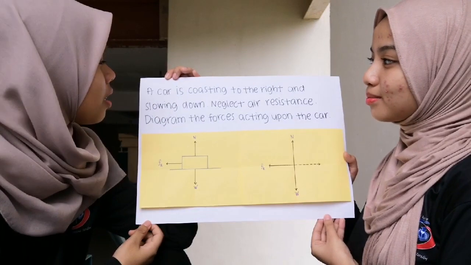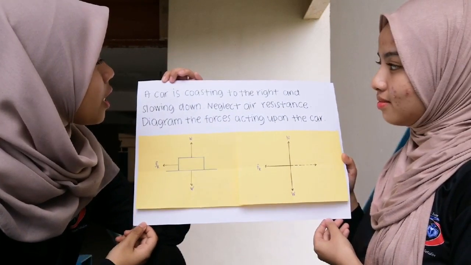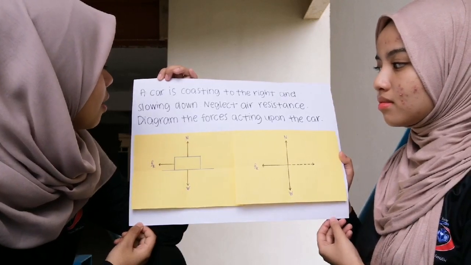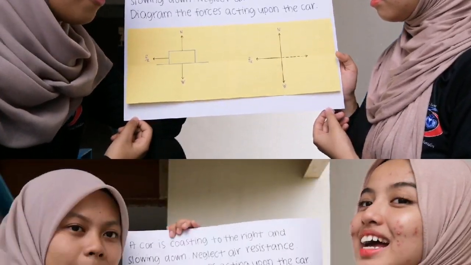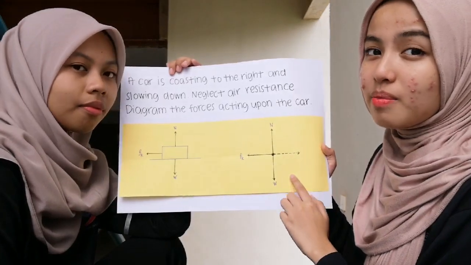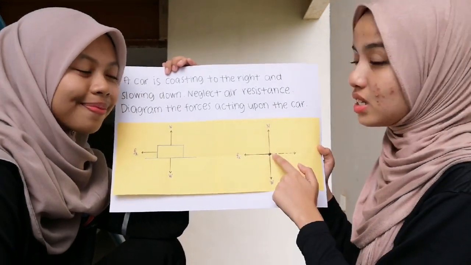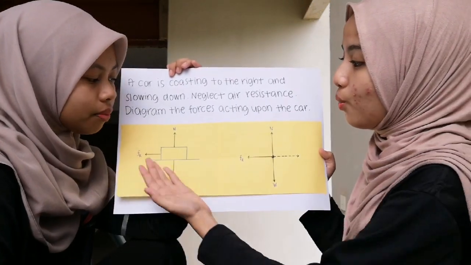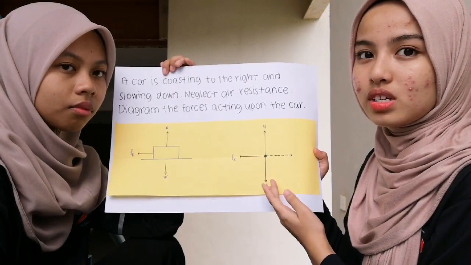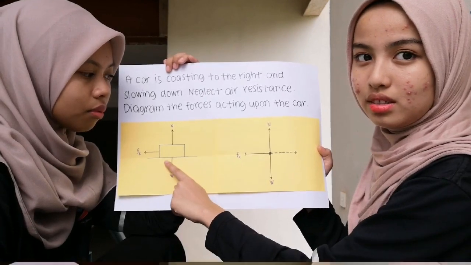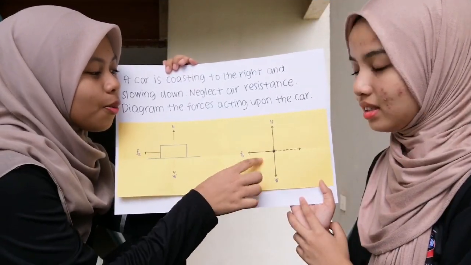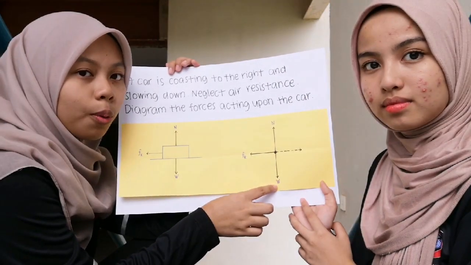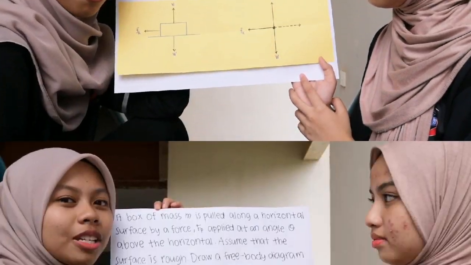Next, a car is coasting to the right and slowing down. Neglect air resistance. Diagram the forces acting upon the car. For the free body diagram, first of all, we put a small dot here to represent the object. Then we redraw the directions of the forces that we have drawn here. This one is kinetic friction, the downwards one is weight, and the upwards one is normal force.